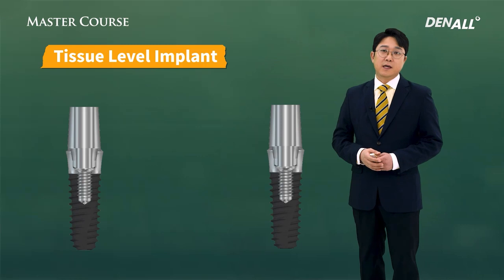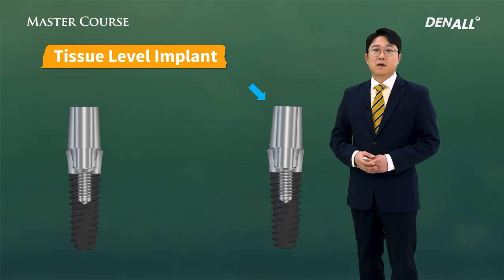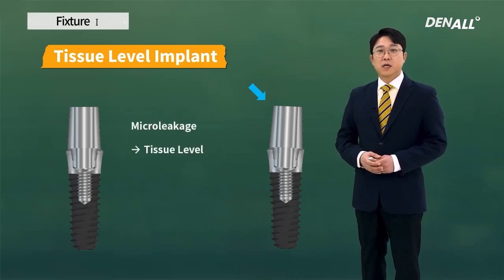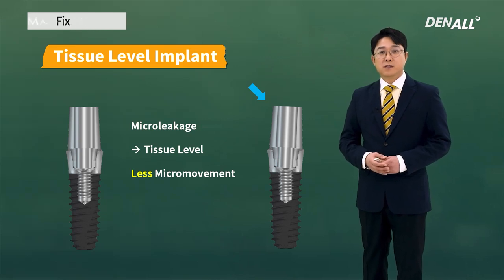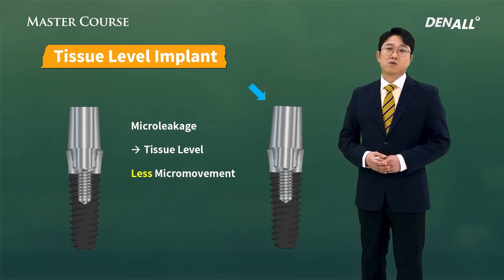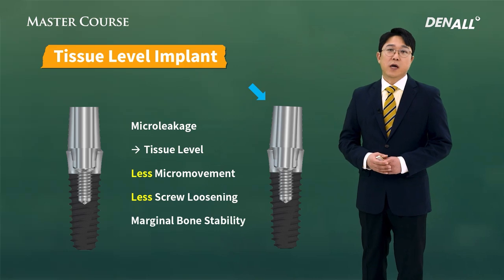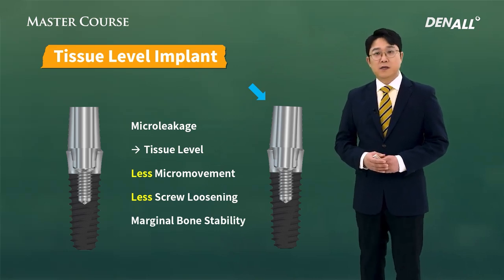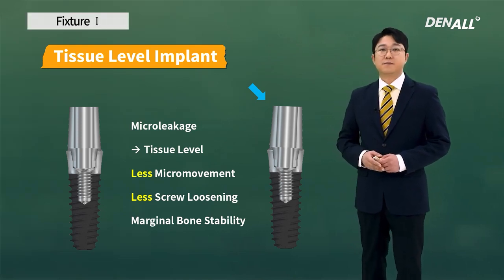The structure of the fixture thus has changed, and has overcome the disadvantages of the external type. In the one-piece structure, the prosthesis is connected at the gingival level, so there is no micro leakage, and appropriate soft tissue can be secured. The abutment fixture connection part is inside the fixture, so it leads to less micro movement and less screw loosening. Therefore, marginal bone stability has been achieved, evidenced by many papers.